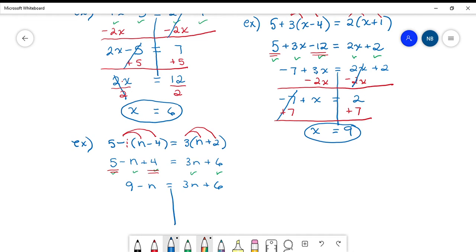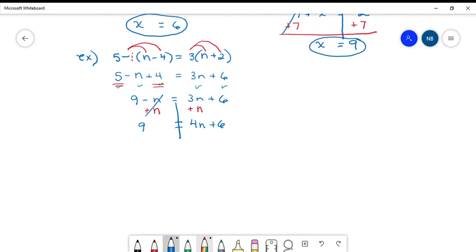I'm now ready to actually solve the equation. There's one rule, do the same thing to both sides. I'm going to be crazy, and I'm going to move the n. I'm going to add n to both sides. Why? Because negative n plus n is 0. That leaves 9 by itself. 3n plus n is 4n plus 6.